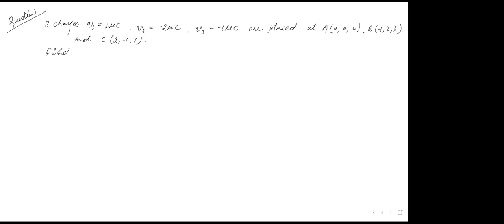Find potential at P, which is minus 1, 2, minus 1. Okay. This is your question. All right. And now, one second, please change this notation. This is not Q1, Q2. This is your QA, QB, and this is your QC. Okay. And now please note it down and try to solve it.